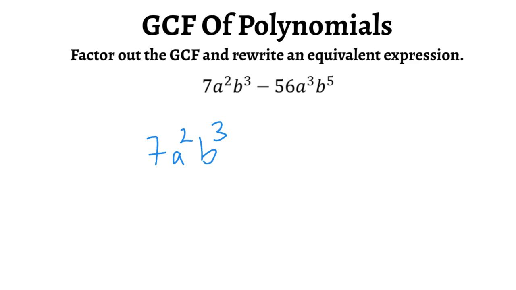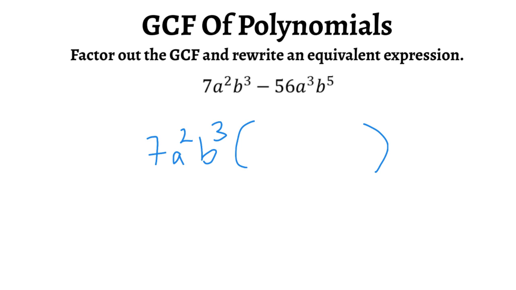Okay? If you wanted, you can make a table with the variables, and you can see how many a's and how many b's can I pull out, right? And we can walk you through that here in a little bit. So if this is my GCF of both terms, now I have to factor it out from the original expression.